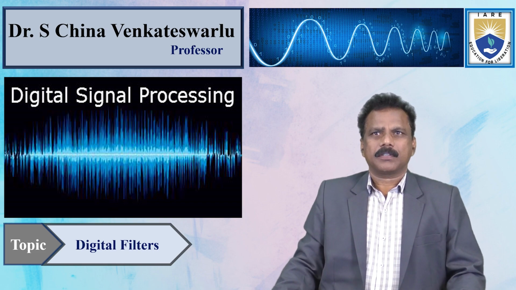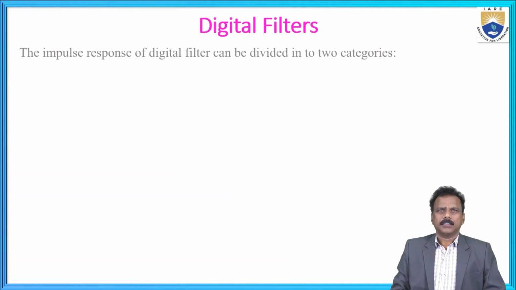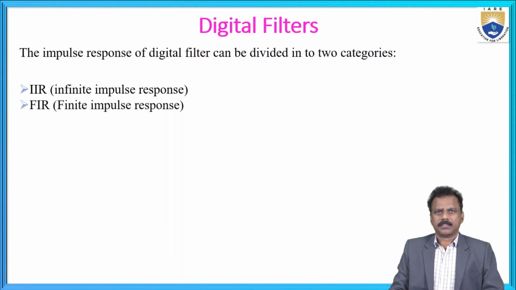Today we will be discussing digital filters. In digital filters, we know there are IIR and FIR. With reference to that, the impulse response of the digital filters can be divided into two categories. One is IIR, infinite impulse response. The second one is FIR, finite impulse response.